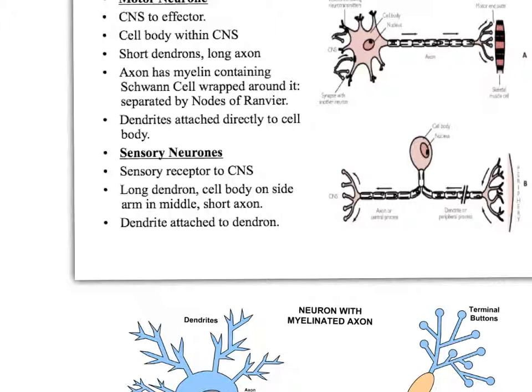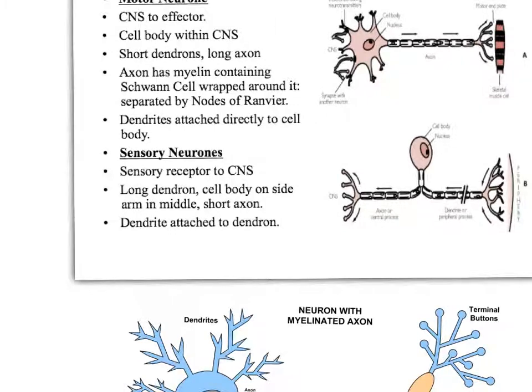Okay, and then the dendron leads to the axon, and just where the dendron leads to the axon, we have this side arm which contains the cell body. Okay, and this cell body sits just outside the central nervous system. So long dendron, short axon. And it says dendrites attached to dendron. Dendrites here, dendron there. Okay, so that's the structure of the sensory neuron.